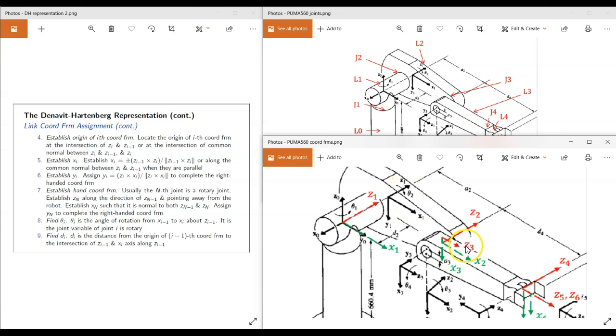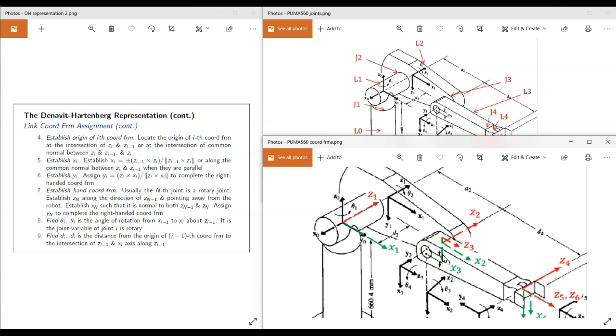Okay. There's no intersection because Z3 is higher than Z2. But again, if there's no intersection, we have to find the common normal. So the common normal between Z2 and Z3, you can choose this line right here, and the intersection of this line with Z3 is right at this point. So that is my origin, right? And then my X3 is just the common normal, which is this line. This is my X3.